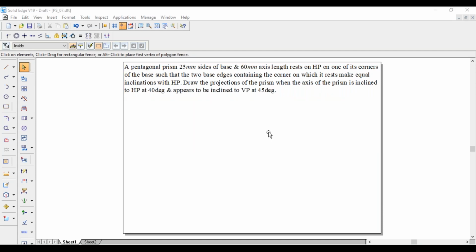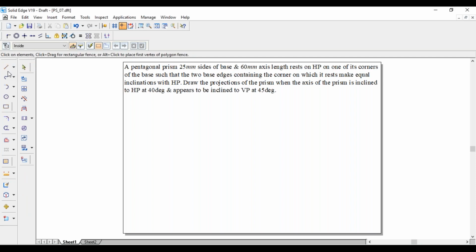It is a pentagonal prism of 25 mm side of base and 60 mm axis length. It is resting on HP with one of its corners of the base, so the corner has to come towards the right side. Axis is inclined to HP at 40 degree, that is theta is equal to 40 degree, whereas it appears to be inclined to VP at 45 degree. As we have the word appears, it is a non-locus problem.